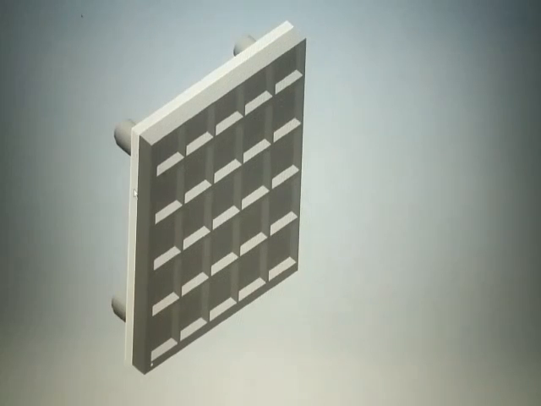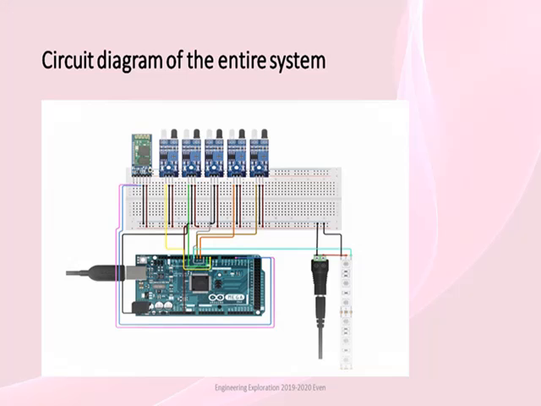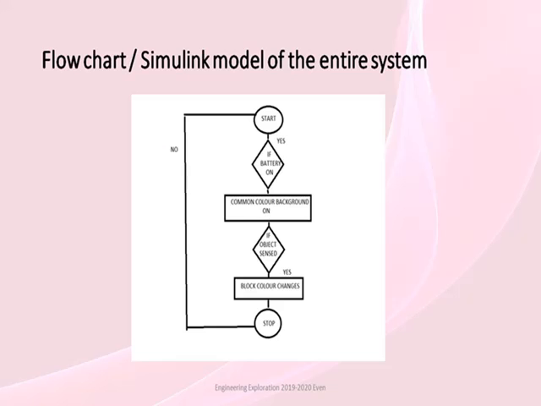Next, the circuit diagram consists of Arduino Mega 2560, 25 LEDs and 25 sensors, extended power supply and Bluetooth module. Next is the flowchart of the entire system, and here it goes. Start. When you start, if the battery is on, the table is set to a common color background.